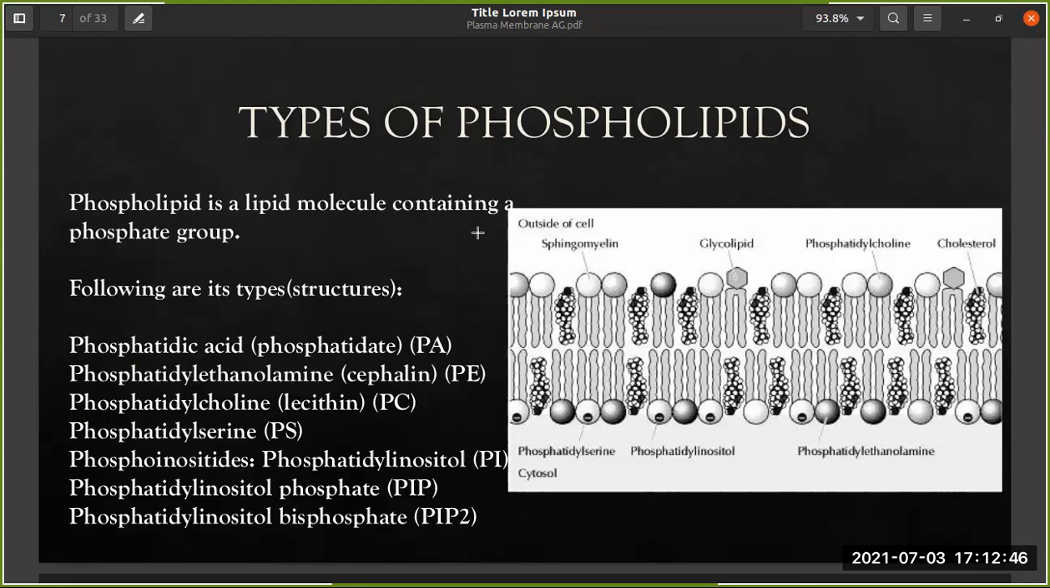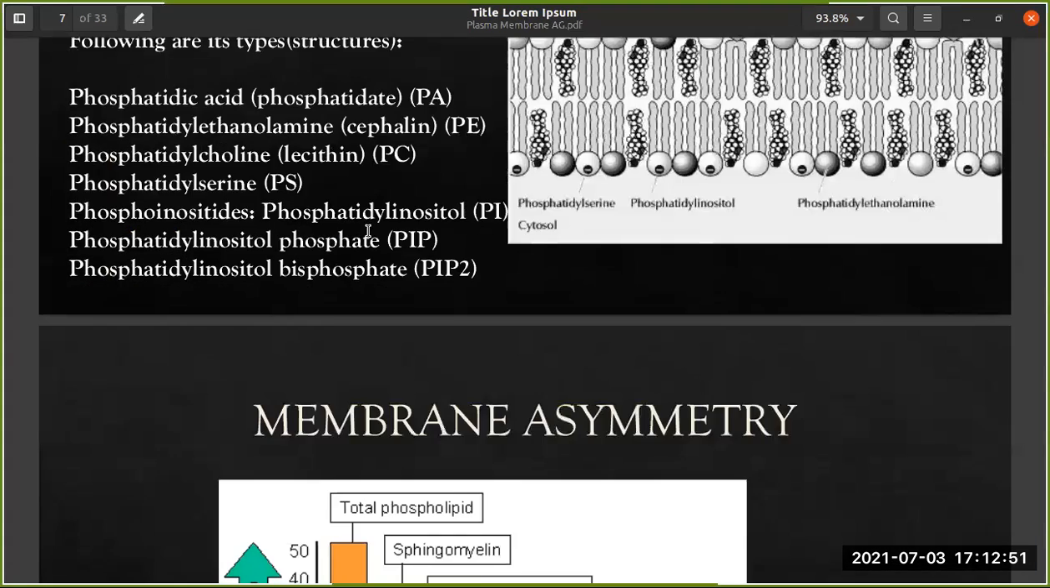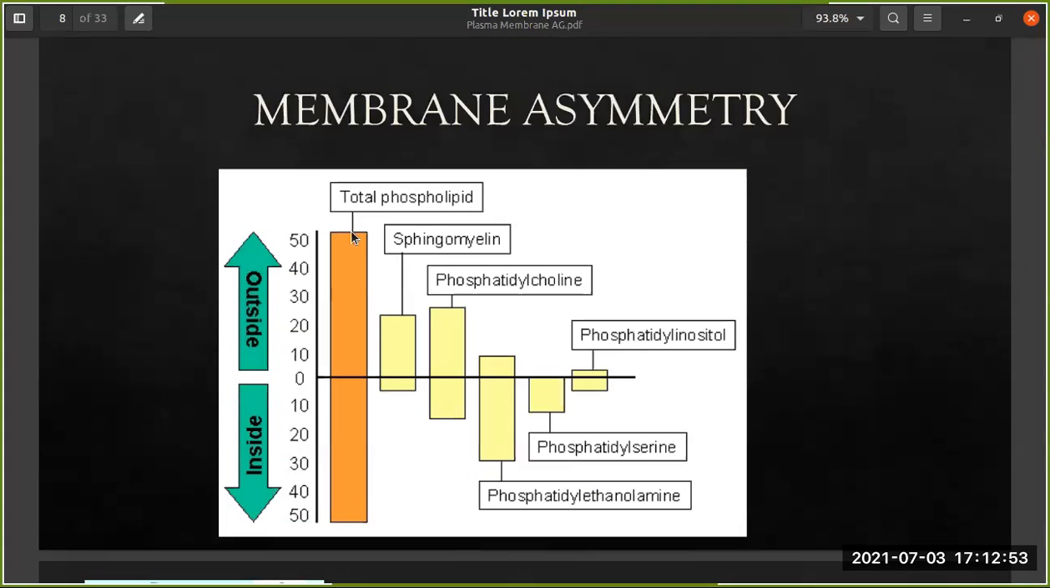So we go to the next slide now. It is the membrane asymmetry. This is the outside, upper side of the membrane, and this is the inside of the membrane. It is asymmetric. For example, on the upper side you have lots of sphingomyelin, but on the side below you have less sphingomyelin. On the upper side, you have lots of phosphatidyl choline. On the inner side, you have less.